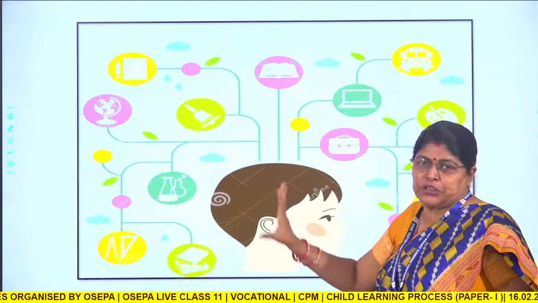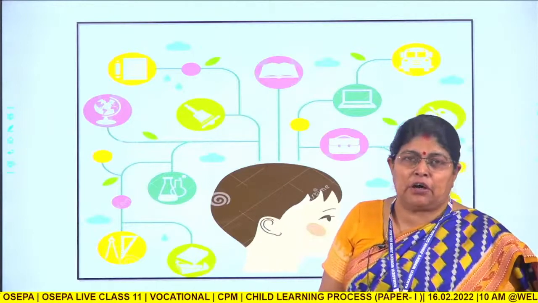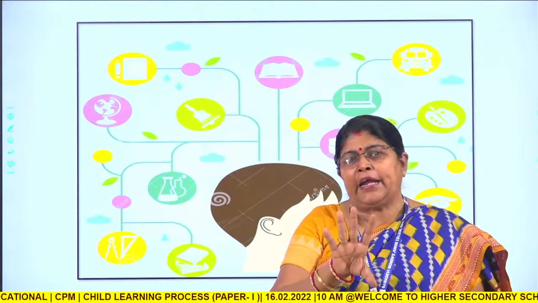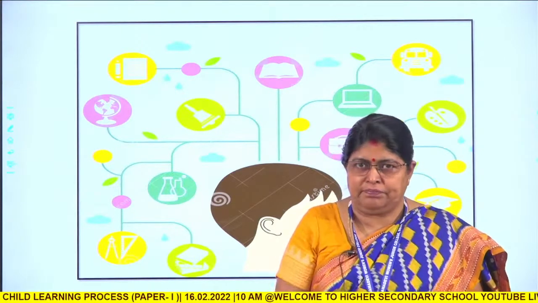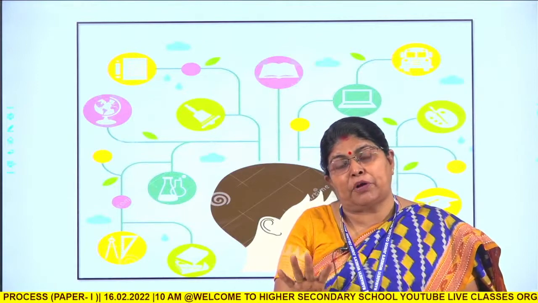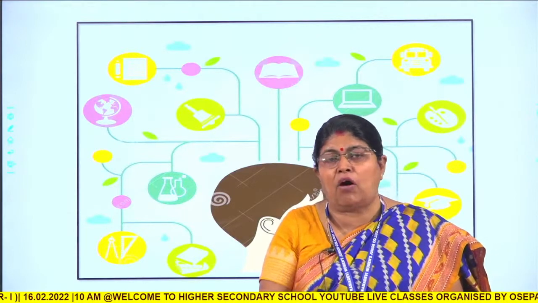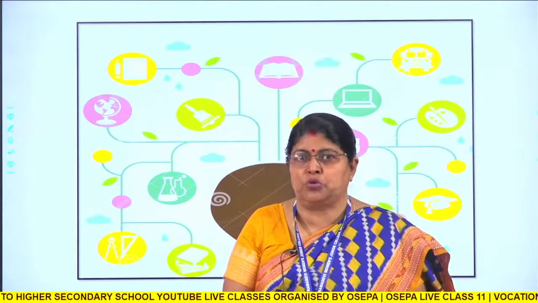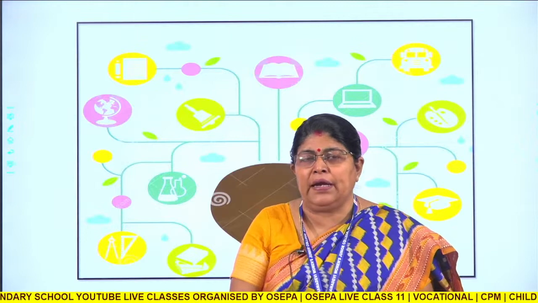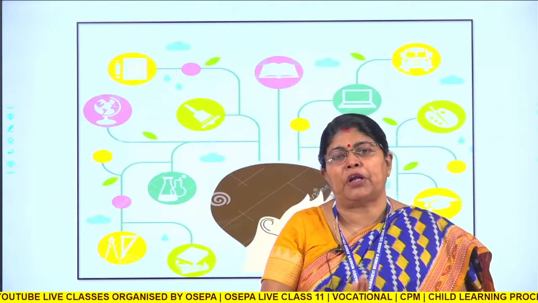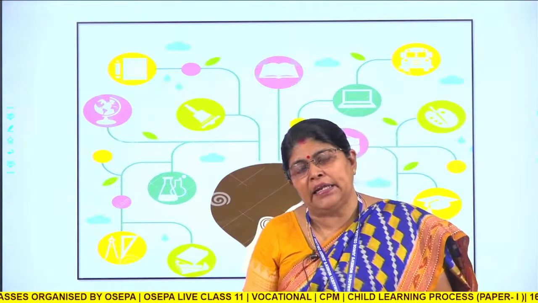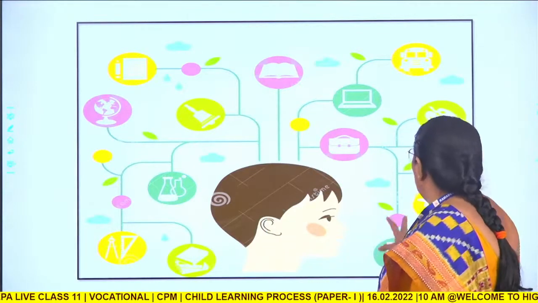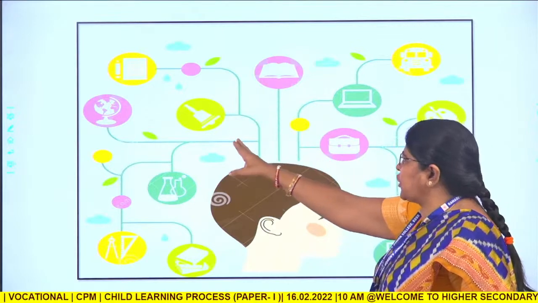The brain is the focus. The nervous system of the child is the head office of the learning process. If the mental process of the child is not fully grown or not normal, if the child is deviating from normalcy, then definitely the learning process will be affected. So look at so many aspects of learning.